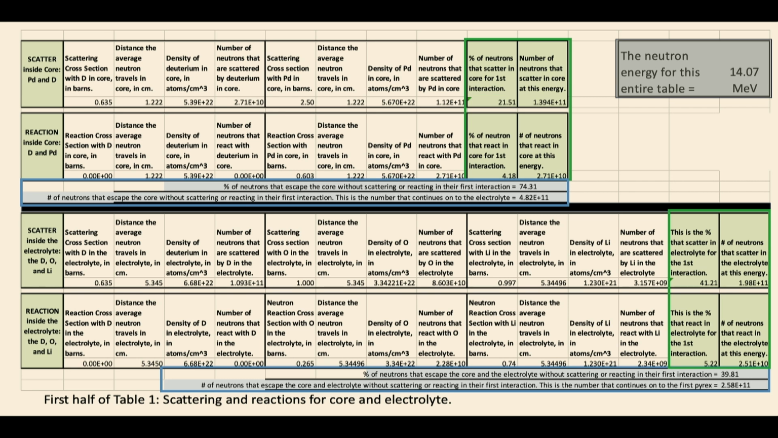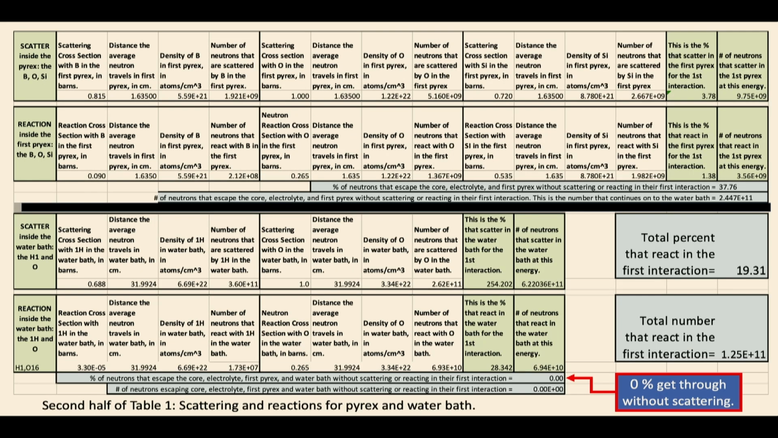And they go into the electrolyte, they go out of the electrolyte and into the glass Pyrex beaker. But the rest of the neutrons have scattered or reacted in this first interaction. And I will consider them again in their second interaction, but let's continue on with this first interaction. Here is the second half of this very large table.